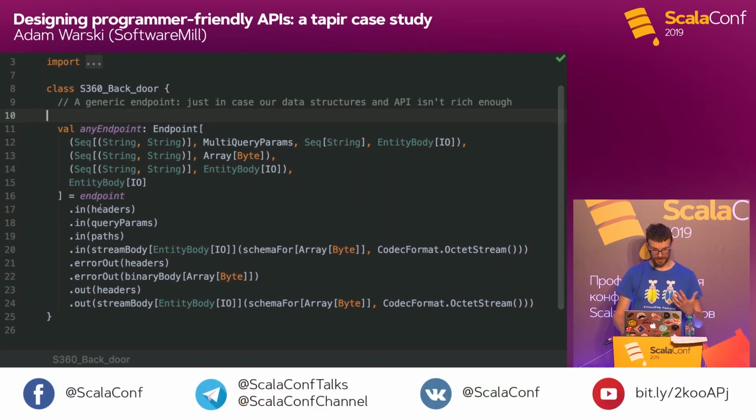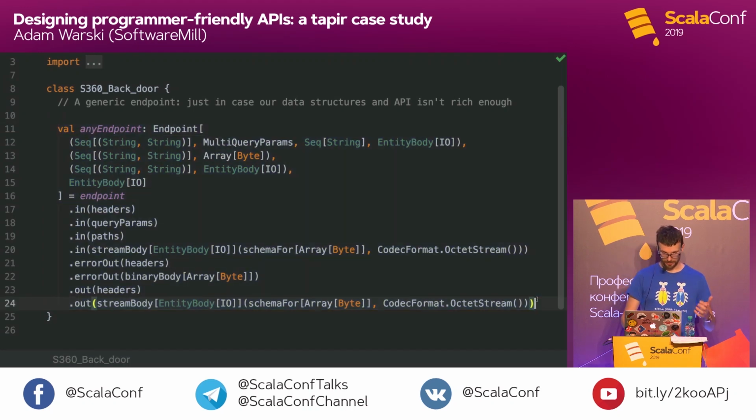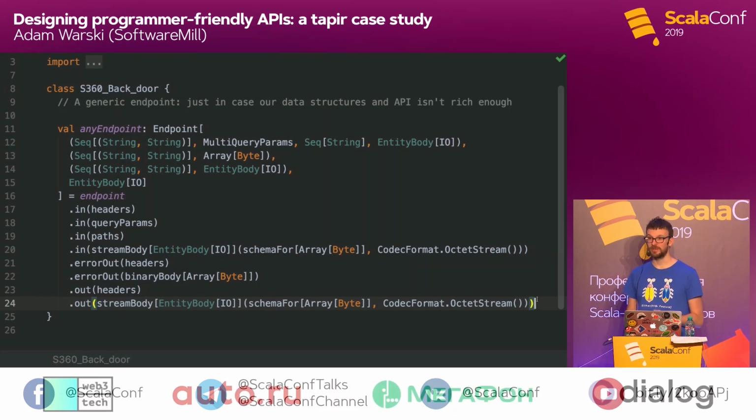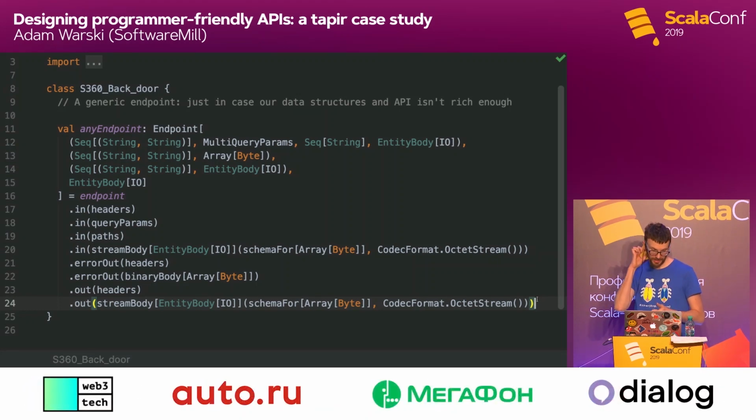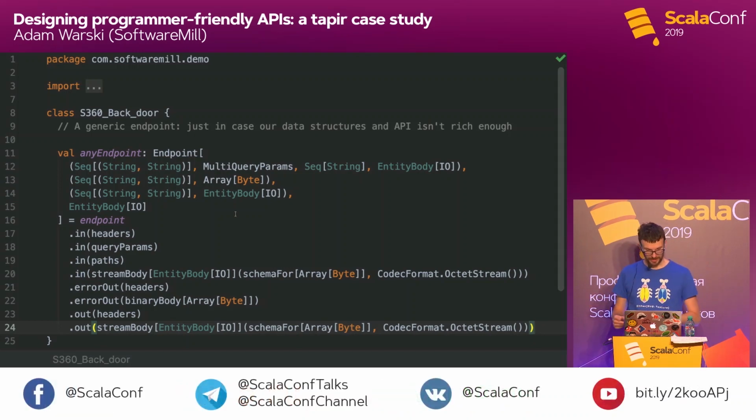We can describe an endpoint, and that's this endpoint. So we can describe an endpoint which takes all headers, all query parameters, all path components, reads the body as a stream, and returns any headers, any body, and so on and so on, right? So that is still possible in Tapir. You can return anything. So in case your use case is not covered by the high-level API, you can use that. So it's good to have a backdoor.